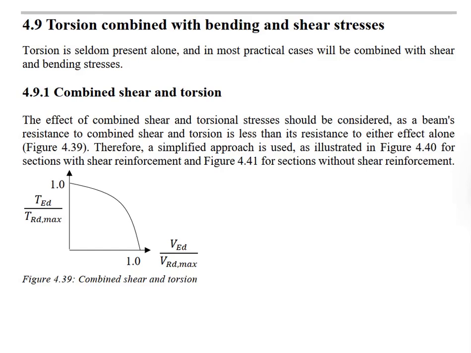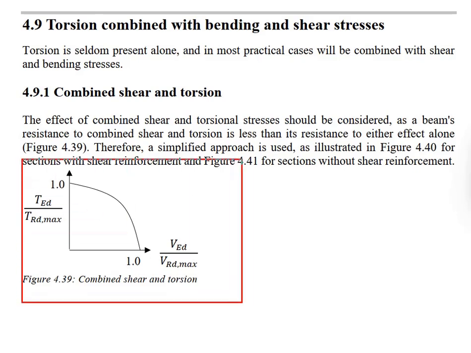Previously, we talked about the combined effect of shear and torsion acting onto a reinforced concrete member. It was mentioned that when designing a member subjected to shear and torsion together, we need to be careful. We cannot design the member to resist torsion and shear load separately, as the combination of shear and torsion can lead to less resistance than when either of them is acting alone.